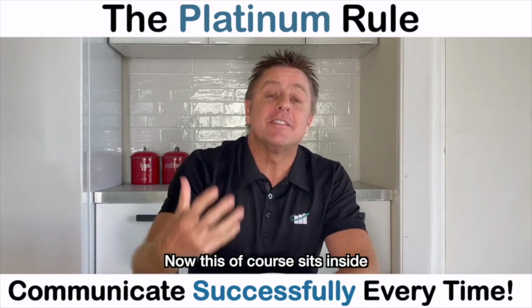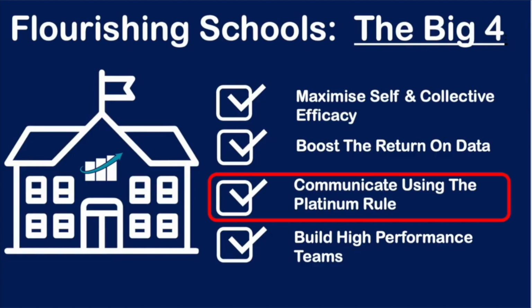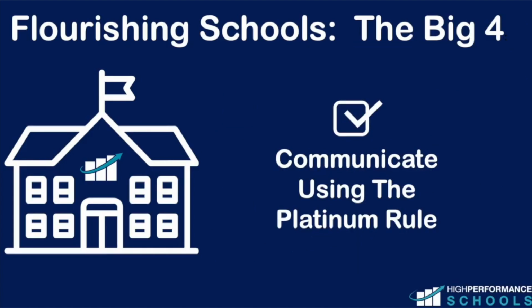Now, this of course sits inside the big four of flourishing schools, focusing on collective efficacy, return on data, high performance teams, and the platinum rule. So let's get into it now and find out what this is about. When we think about how a school functions, effective communication lies at the heart of it. And of course, with communication, there's two major approaches to consider.